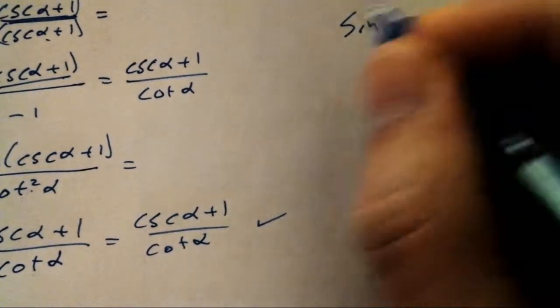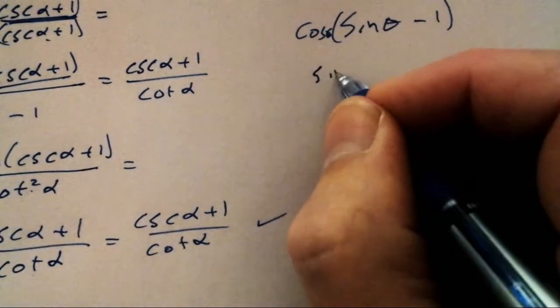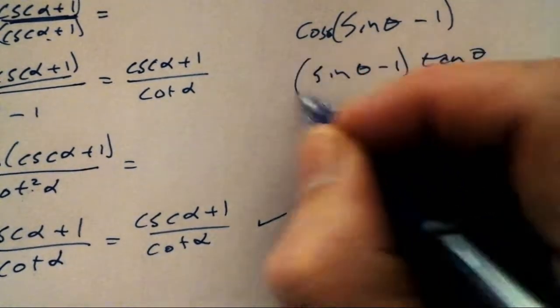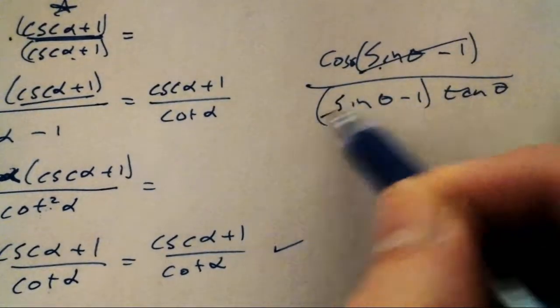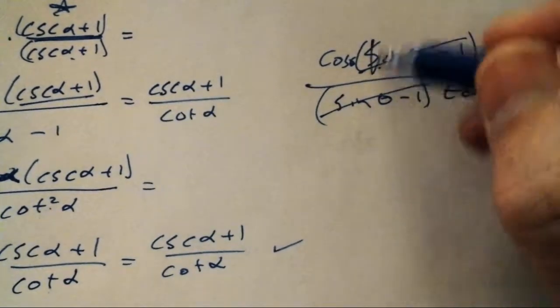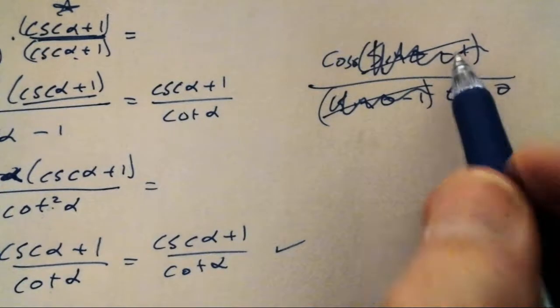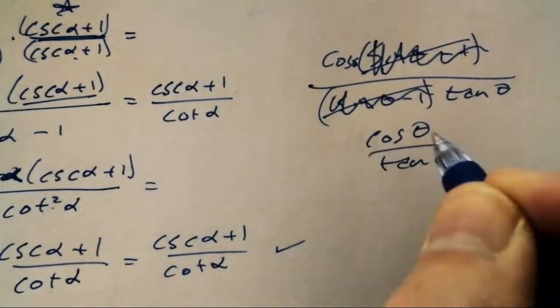If you're going to cancel, let's say I have something like cosine of theta times sine of theta minus 1, and then I get sine of theta minus 1 times tangent of theta. Let's say we have a situation like that and I want to cancel. Just cancel with a simple line through so the reader can still see it. Do not say, okay, those cancel. See, the reader has to have an idea what was behind there. Better yet, you don't even need to put the line in. Just go to cosine theta on tangent theta, as the case may be.